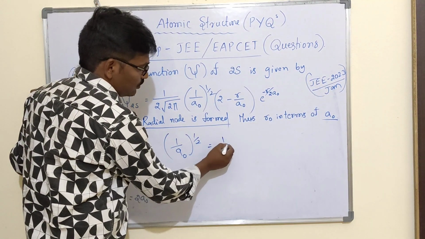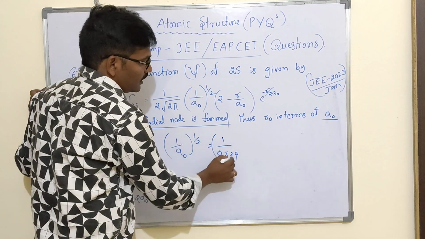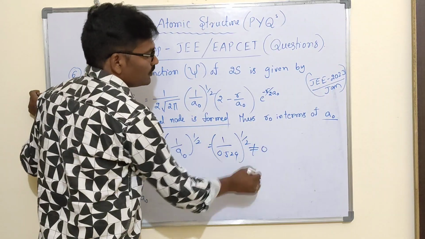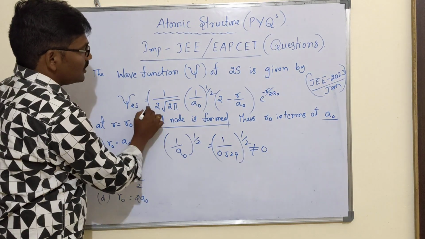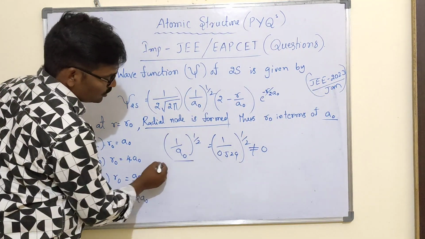So in angstrom, 1 divided by 0.529, then power 1/2. This value is also not equal to 0. Even this is a constant value, so it won't be zero.